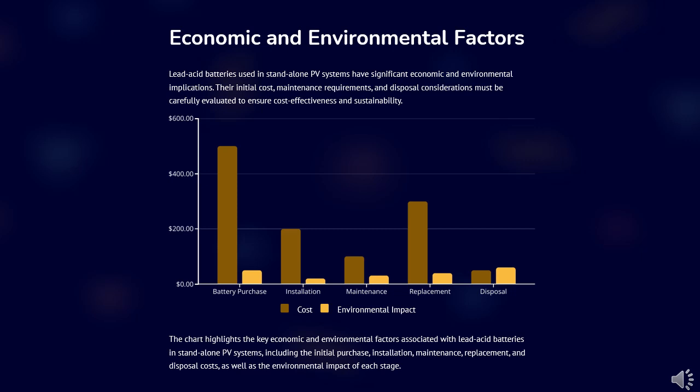Replacement costs $200 to $400, and environmental impact is $0 to $200. Disposal costs $0 to $200, and environmental impact is $0 to $200. The chart highlights the key economic and environmental factors associated with lead acid batteries in stand-alone PV systems, including the initial purchase, installation, maintenance, replacement, and disposal costs, as well as the environmental impact of each stage.